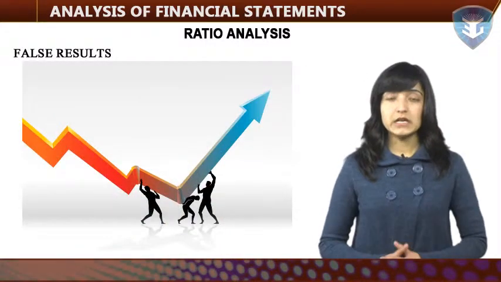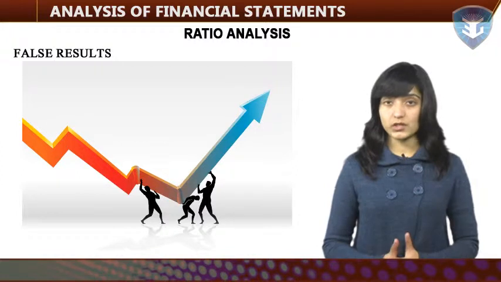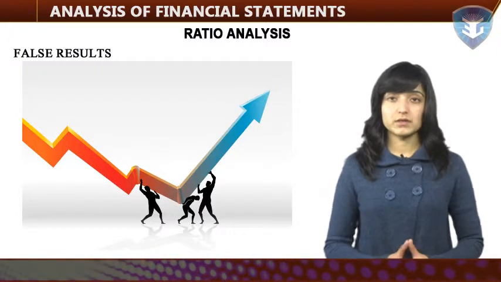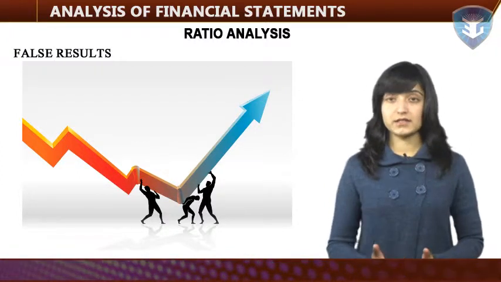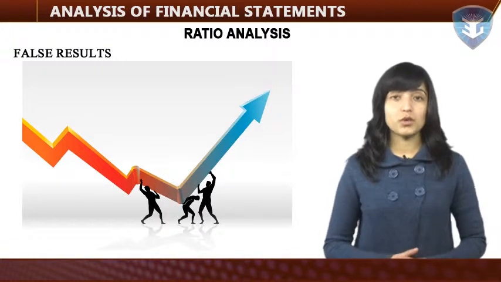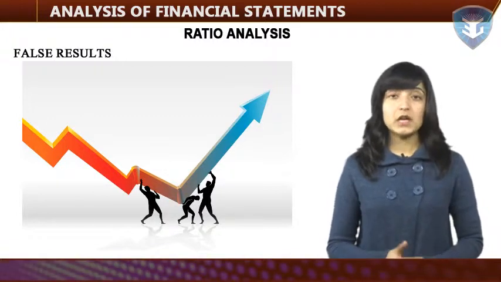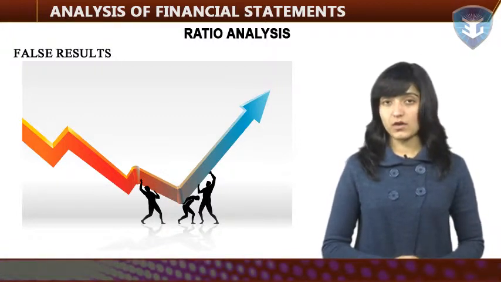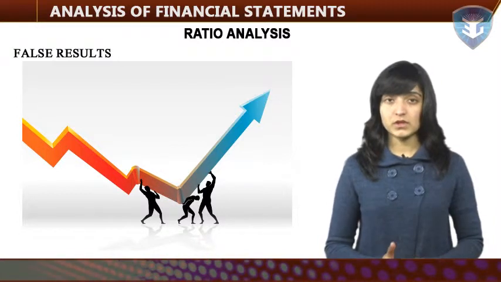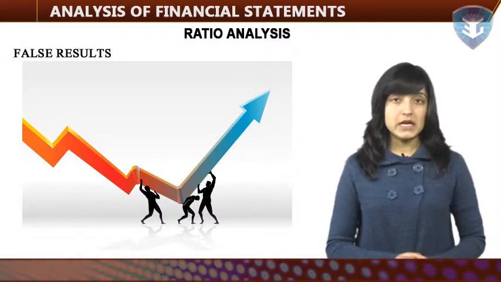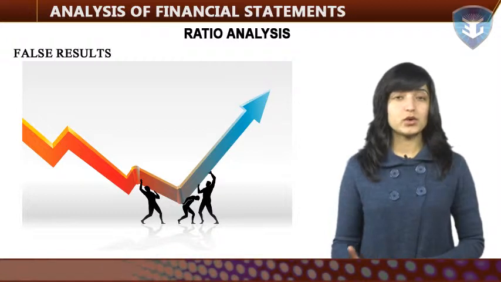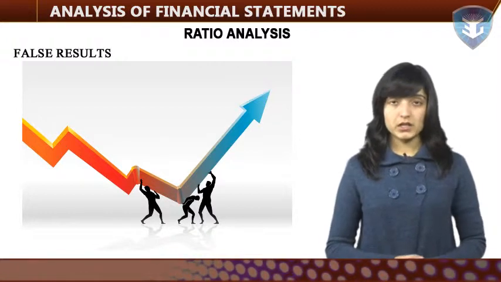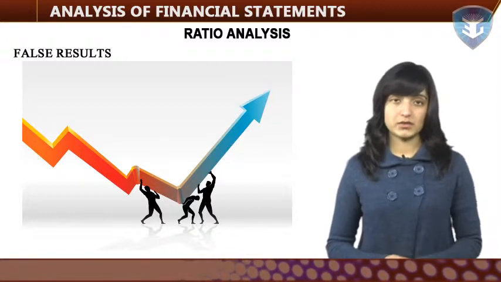False results. Accounting ratios are based on data drawn from accounting records. Only if that data is correct will the ratios be correct. For example, if valuation of stock is based on a very high price, the profits of the concern will be inflated and it will indicate a wrong financial position. The data therefore must be absolutely correct.